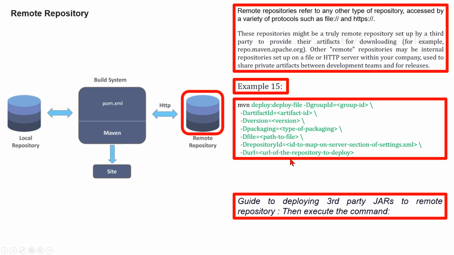To deploy the third-party jar, use the deploy-file goal under the Maven deploy plugin. First, the Maven provider maven-ftp or maven-file must be placed in your Maven home /lib. Then execute the command here.